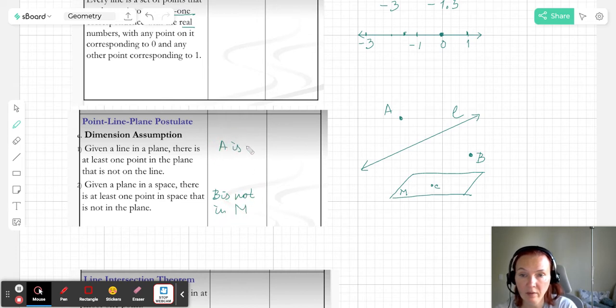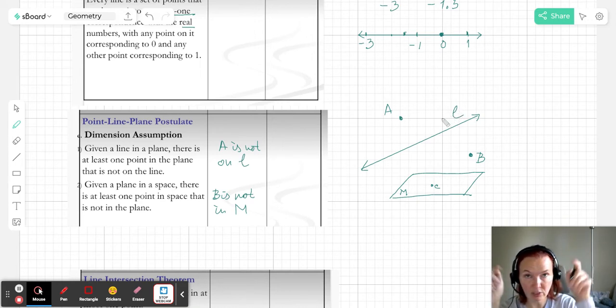So B is not in plane M. A is not on line L. Remember, we can label our lines with either two capital letters with the little two-sided arrow on top, or with one lowercase letter and there is nothing on top of that.